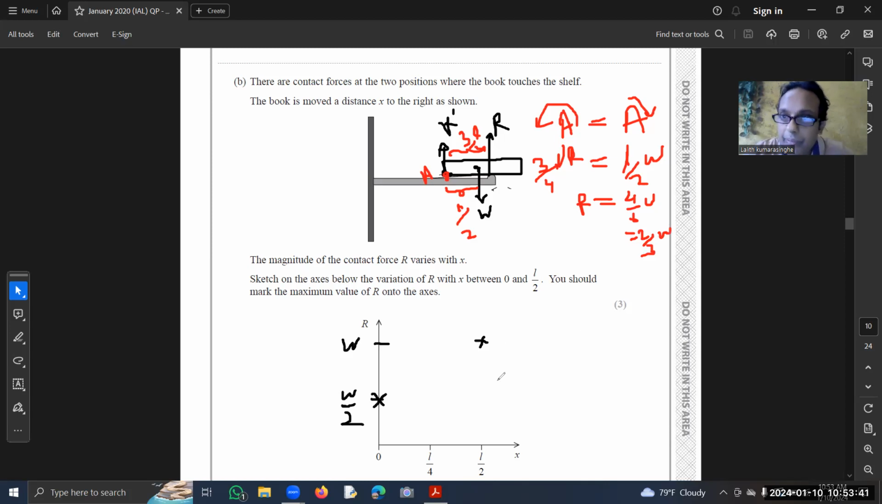So 2/3 means I have divided this into 3 parts. If you get a scale, it will be easier for you. Approximately sketch it. I divided this W into 3 pieces, and here it will be 2/3 of that.